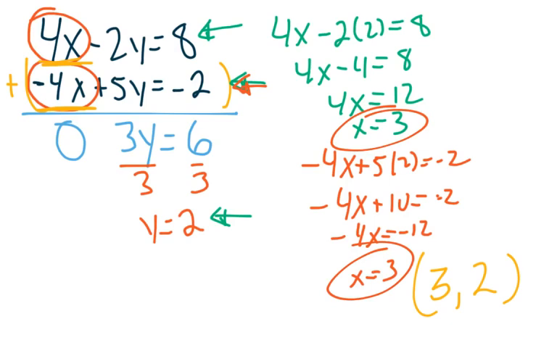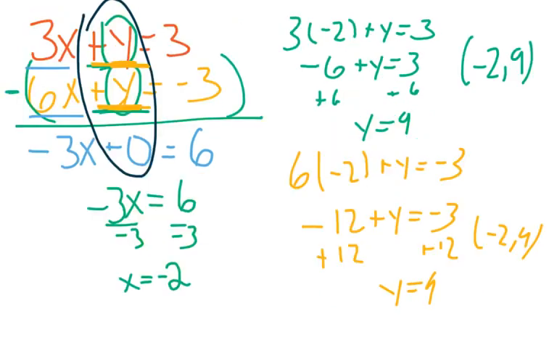We got our answer from elimination. We eliminated the x and solved for y and plugged it back in. In our first example, we solved this one by elimination. We eliminated the y and solved for x and plugged it back in to get y.